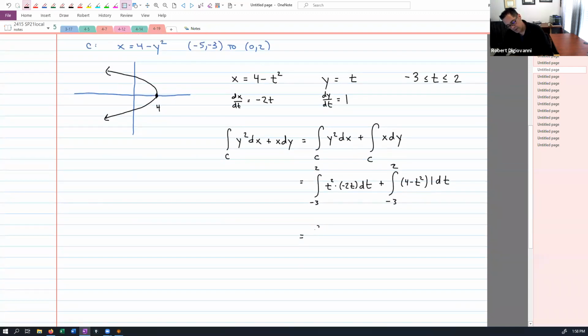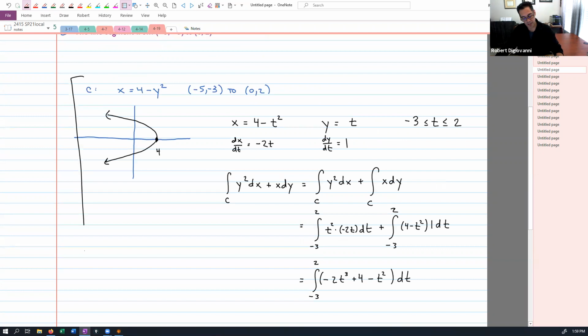So at the end of the day, this is really just the integral from -3 to 2 of -2t cubed plus 4 minus t squared dt. All I did here is put these two integrals back together since they're both with respect to t. I got -2t cubed, then plus the 4 and minus the t squared. I still need to integrate that, right? So I'm going to stop there. Are there any questions on that?